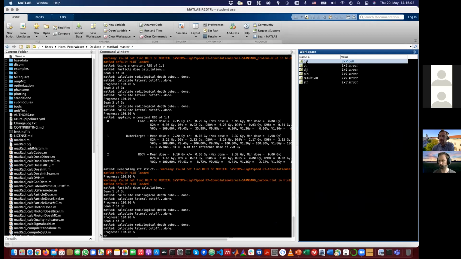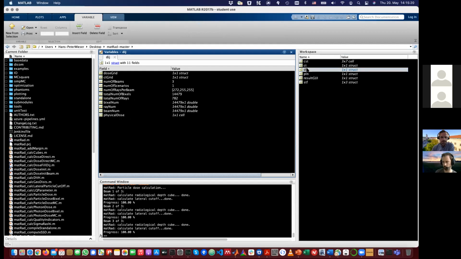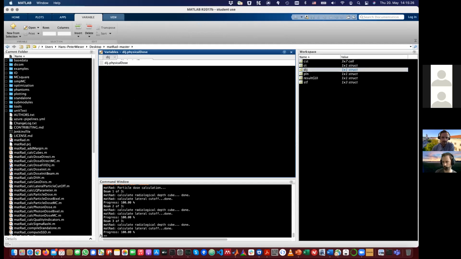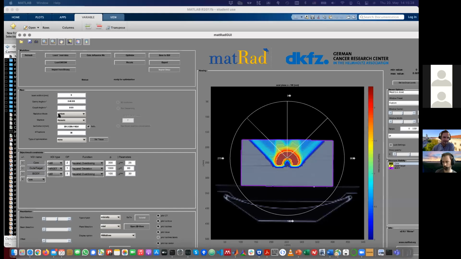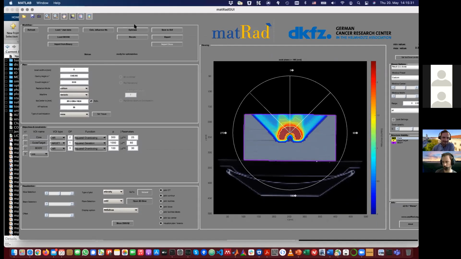The CST contains our structure set. The CT is basically our image, the CT image. The DIJ is the structure we are now interested in, which contains the dose influence matrices. Now I will double click on that. And as of now, I only see the physical dose here as dose influence matrix, because I selected type of optimization as none here.